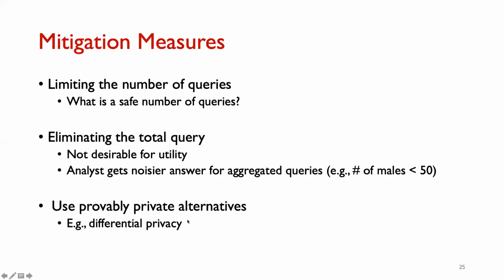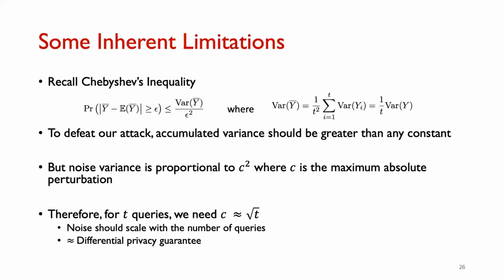Another recommendation, which we also suggest, is to use provably private alternatives like differential privacy, because they quantify the privacy risk as a function of the number of queries asked. Now, this last point is important because it also sheds light on the inherent limitations of bounded noise algorithms.